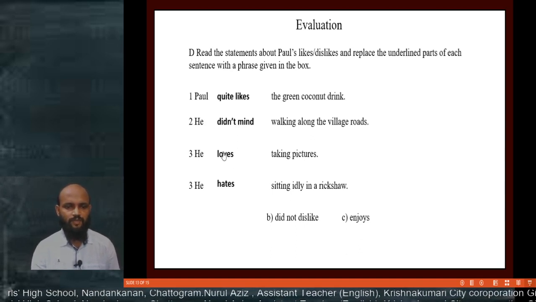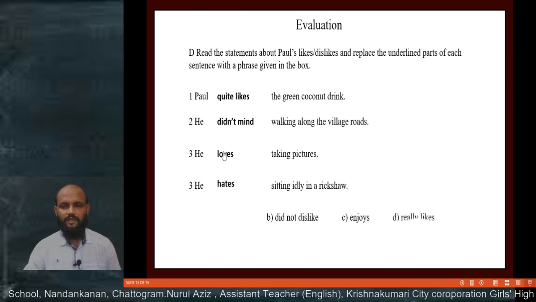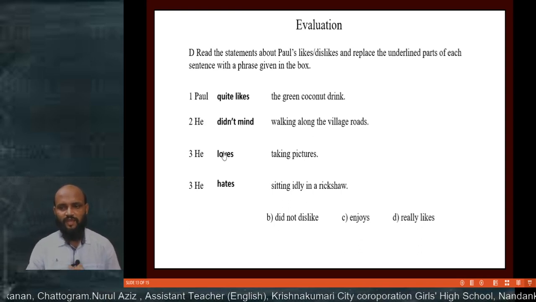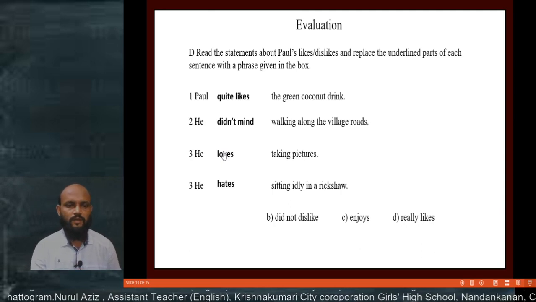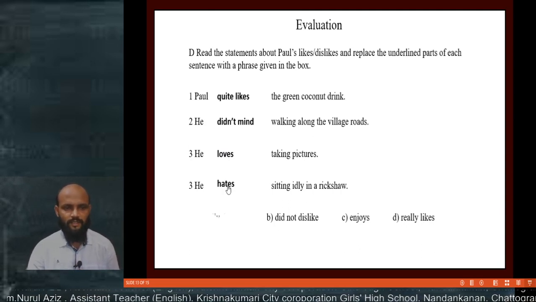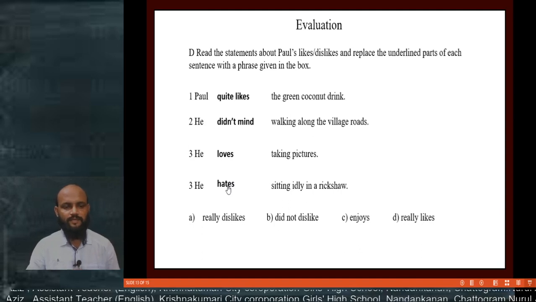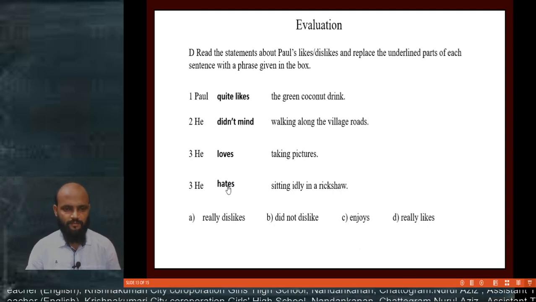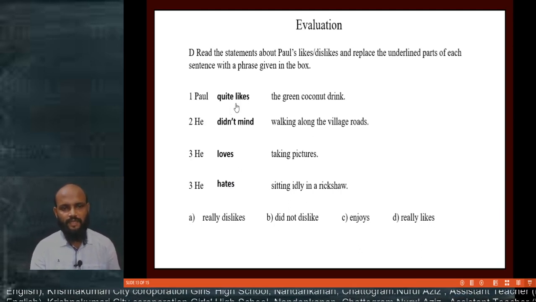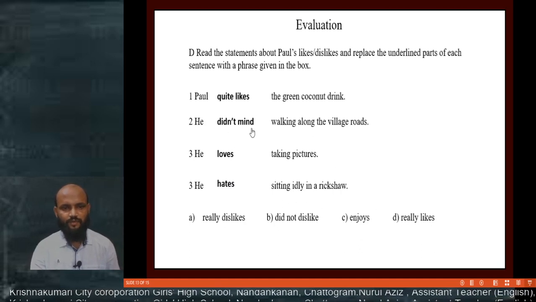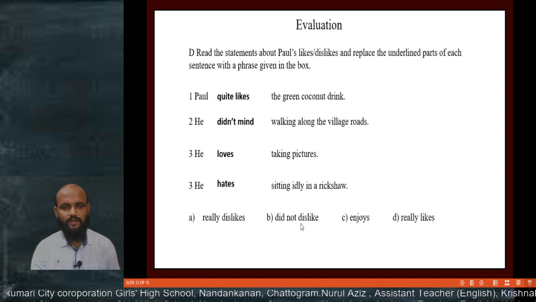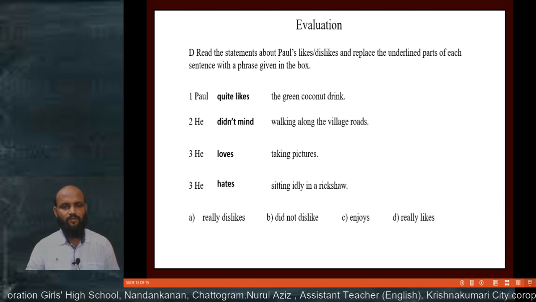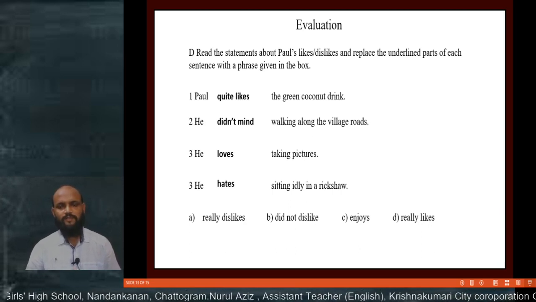Loves. So loves means what? Really likes. If you really like something, that is called love. Again, hates means really dislikes. If you really dislike something, that is called hate. So if you quite like something, that is enjoy. If you did not mind, that is you did not dislike. So these are the sentences or phrases you can practice at home.